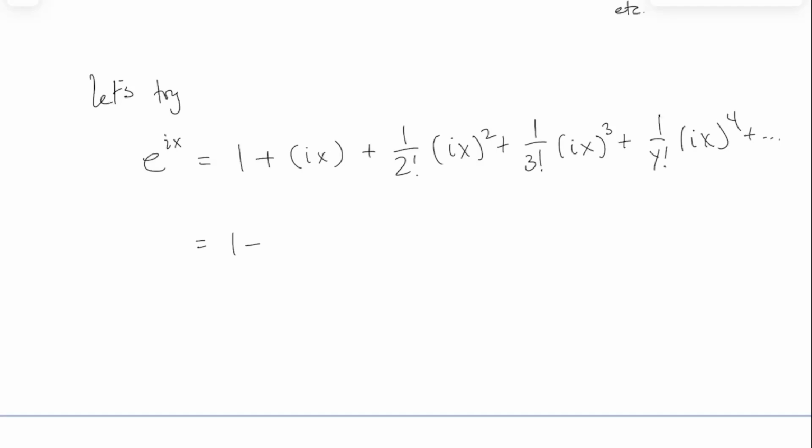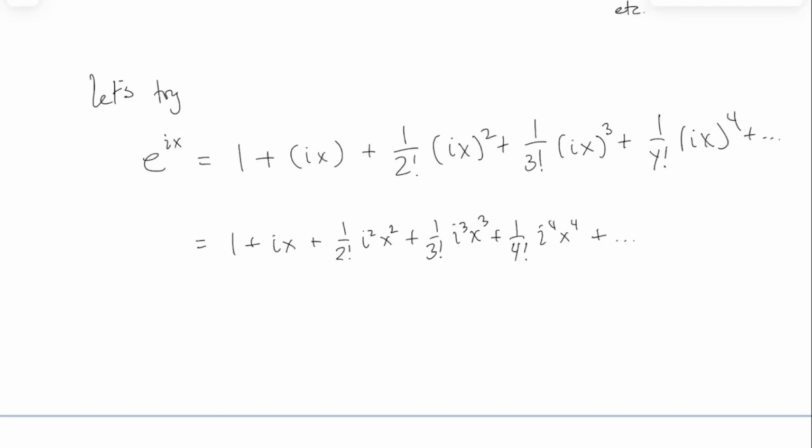So I suppose this just looks like ix. You can't really do anything with that. 1 over 2 factorial. What can I do with ix squared? Well, you can distribute the exponent and you get i squared x squared, right? So this is i squared x squared. 1 over 3 factorial, i cubed x cubed. 1 over 4 factorial, i to the 4 x to the 4, right? Etc.